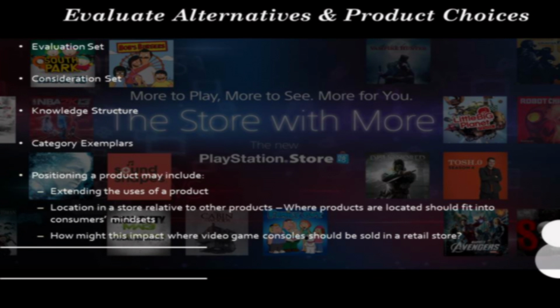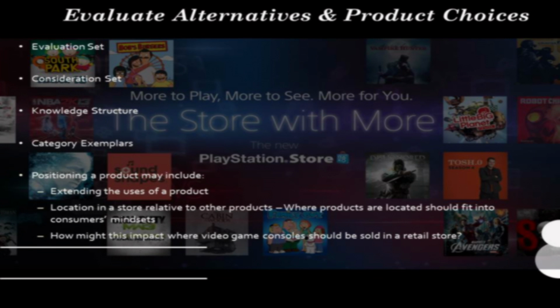And so this is all dependent upon knowledge structures that I have previously, experiences that I've had previously, as well as category exemplars. What I mean by category exemplars kind of connects back to a previous conversation we had about genres and managing expectations. Categories are meant to manage expectations for consumers. Positioning a product may include extending the uses of a product, the location in a store relative to other products. If we think about video game consoles, the location of where video game consoles are has changed.